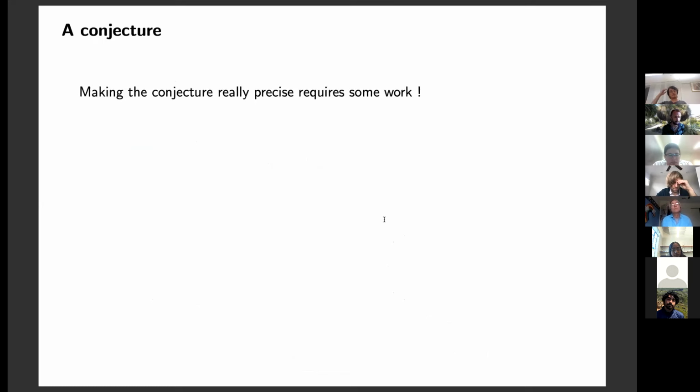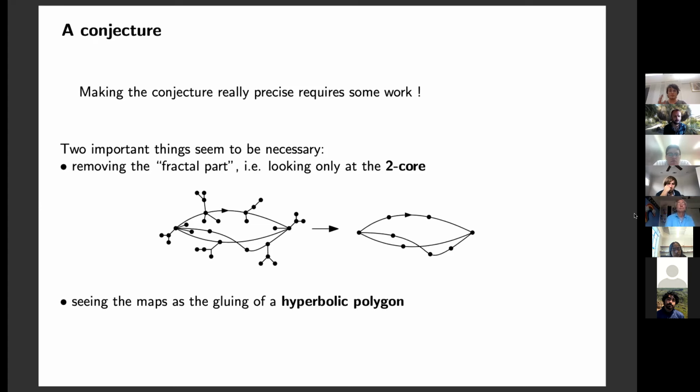I just want to make a little comment on what I just said. Making the conjecture requires a bit of work, actually. I think we don't have a super precise conjecture as of now. What I believe is that as people investigate the relation, we will find the right notion, for instance the right metric that we want to impose, with respect to which we want to compare our two models. There are two things that I'm pretty sure of as of right now. Two things that seem to be necessary.